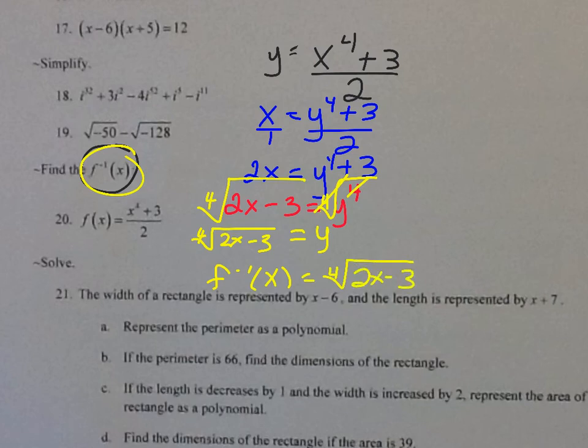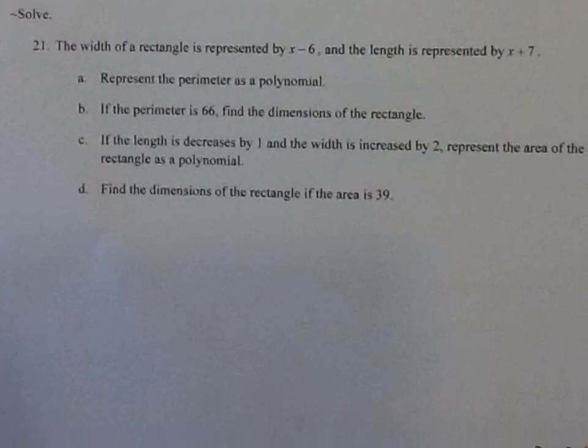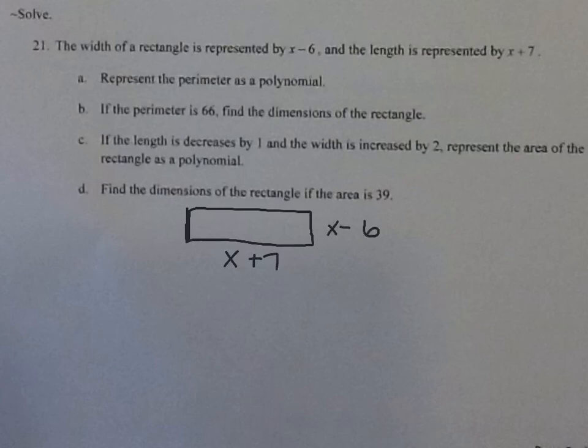Okay, and let's take a look at 21, which has multiple parts here. All right, so let's see what it says. It says the width of a rectangle is represented by x minus 6, and the length is represented by x plus 7. So I'm going to start off by just drawing a picture here. So here's my rectangle. The length is x plus 7, and the width is x minus 6.